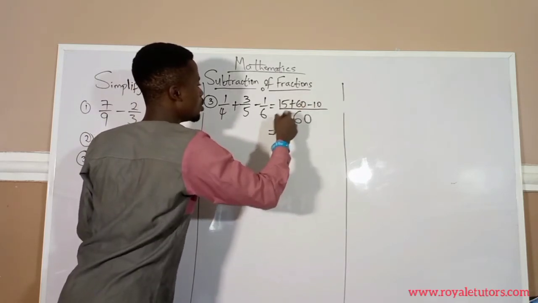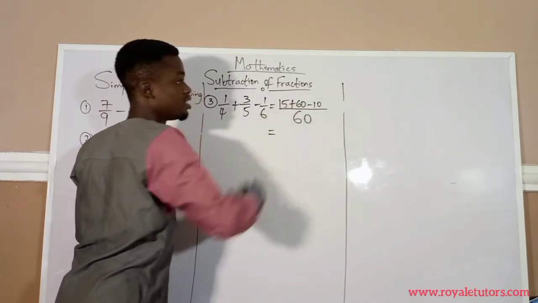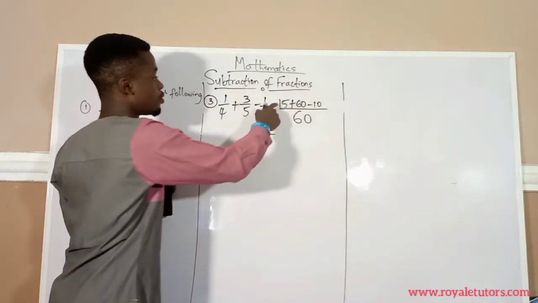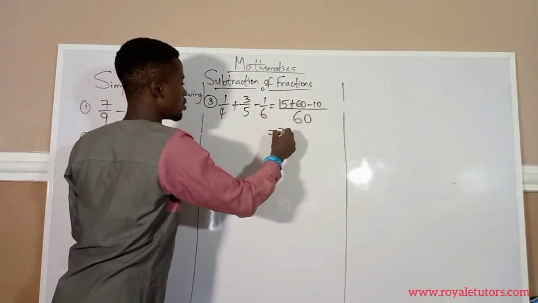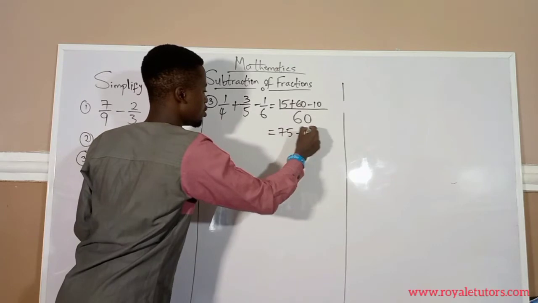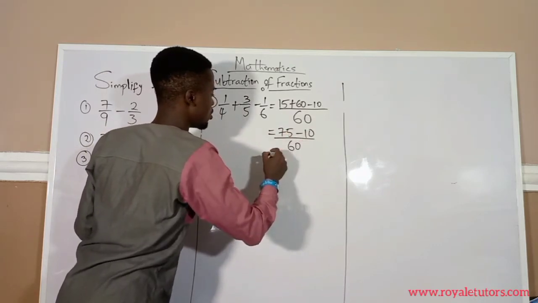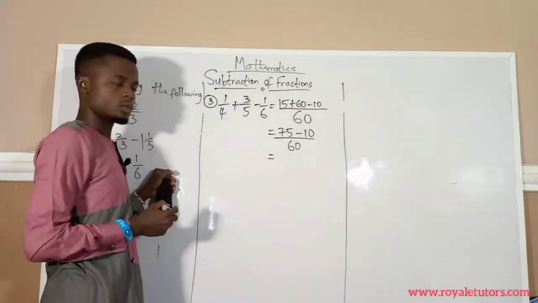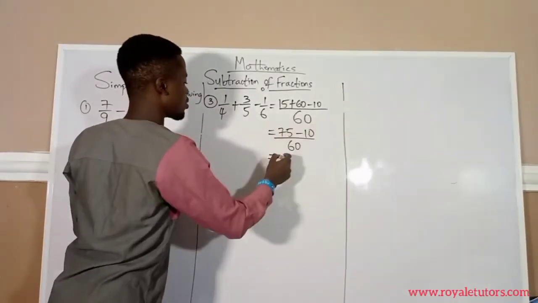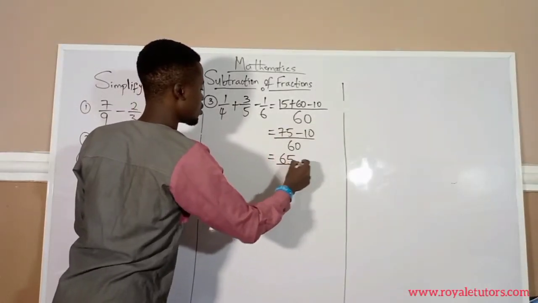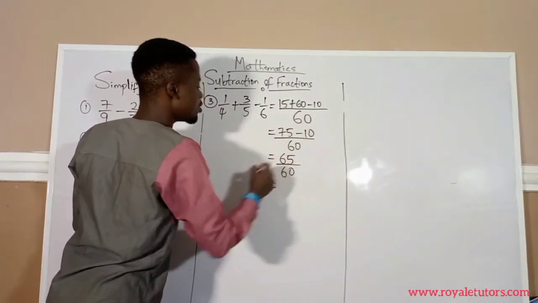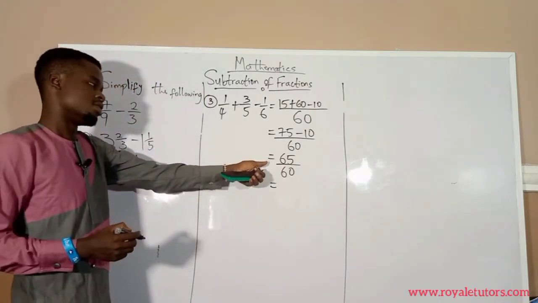So if you do this, you do 15 plus 60, addition first. Okay, so 15 plus 60, that's going to give us 75. Then you have 75 minus 10, 65. So this is the correct answer.